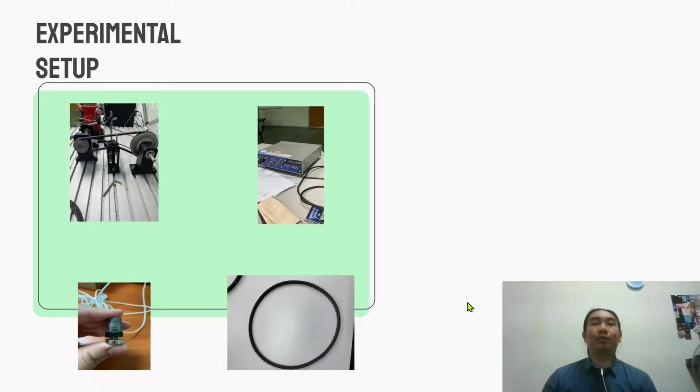We move on to the experimental setup. Firstly, the experiment is focusing on three types of belt condition, which is normal belt, tooth belt, and fault tooth belt. It was conducted by assembling the parts according to the procedure. The setup of the experiment for the testing of the belt can be seen on the upper left side.